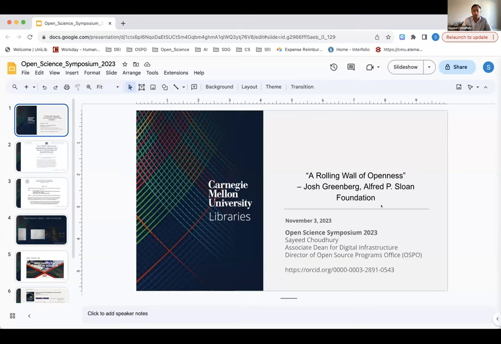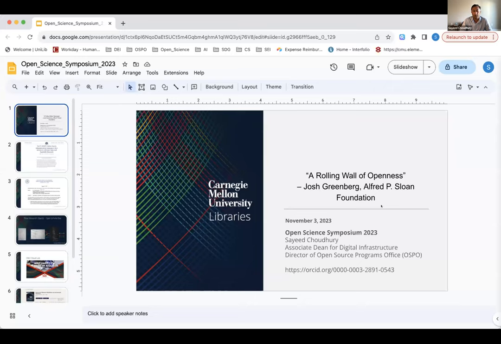I'm going to talk about a rolling wall of openness, and I'll explain what that means, obviously. But I do need to credit that to Josh Greenberg, who's a program officer at the Alfred P. Sloan Foundation. He came up with that term, or he mentioned it to me, I should say, when I was talking about what it means to support open science as science becomes more automated and in some sense more complex, just the way we heard from Professor Das.